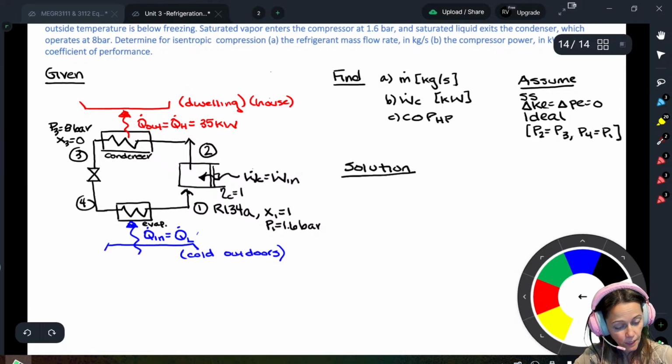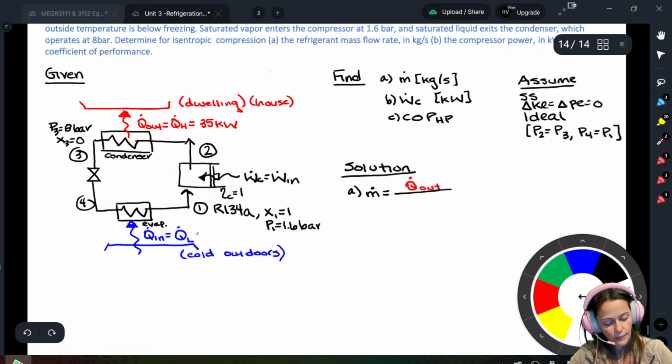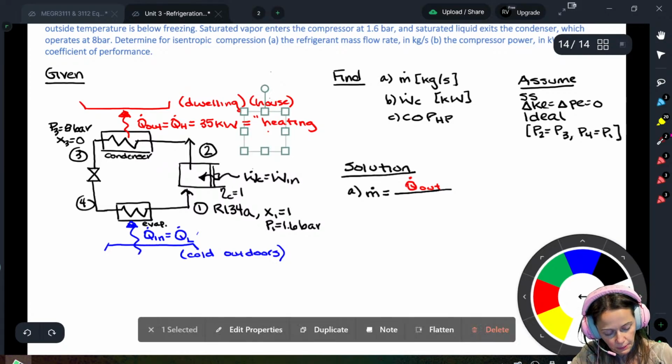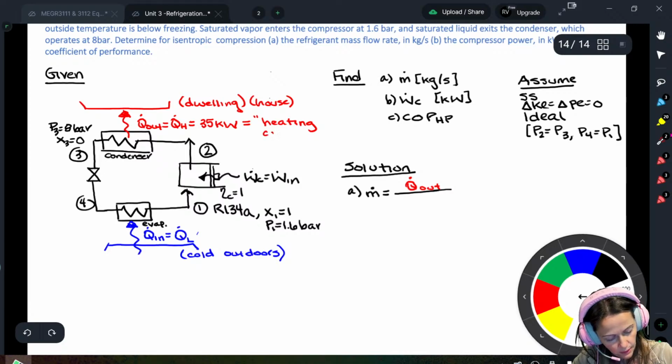Here we go. First things first, probably our M dot. The only thing that tells me anything about what's going on is the Q dot out. And this, by the way, just like we could define a refrigeration capacity for a refrigeration cycle, this is the heating capacity. It's the rate at which you're heating that heated space.